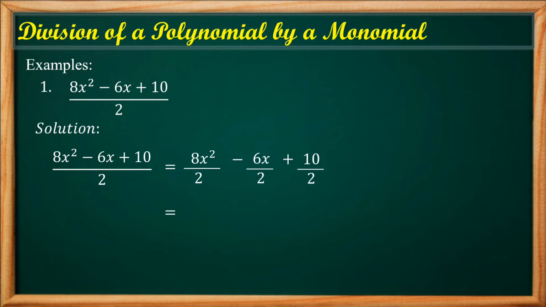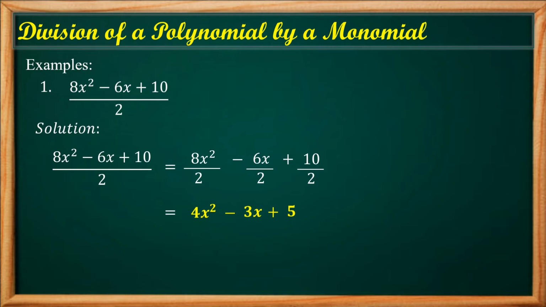Then, kasunod, we will have this. It becomes 8 divided by 2. What is 8 divided by 2? You will have here 4. Then copy our literal coefficient, which is x squared. Next, negative 6 divided by 2, or 6 divided by 2, then you will have here subtract. 6 divided by 2 is 3. Then copy the literal coefficient, which is x. Then plus 10 divided by 2, you will have here 5. Therefore, 8x squared minus 6x plus 10 all over 2, the answer is 4x squared minus 3x plus 5.